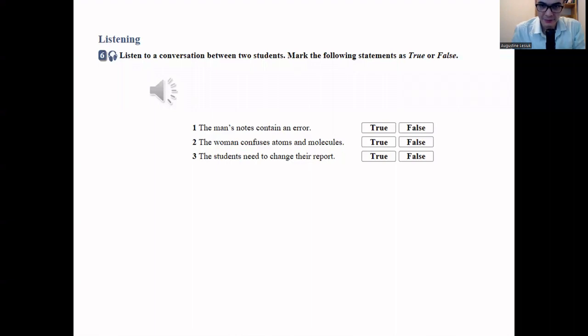Okay, so that was the audio clip. If you need to hear it again, rewind the video to the point where it began the audio clip.